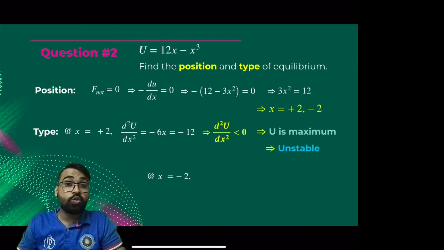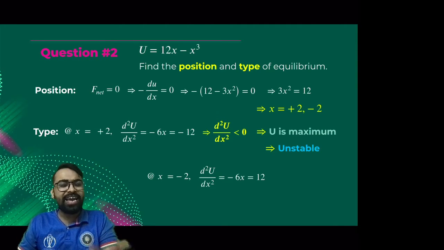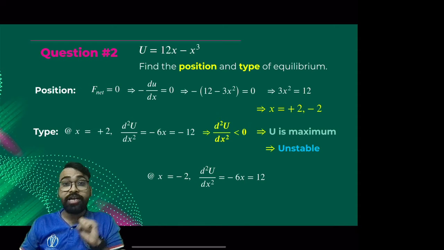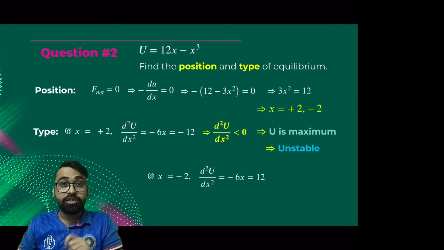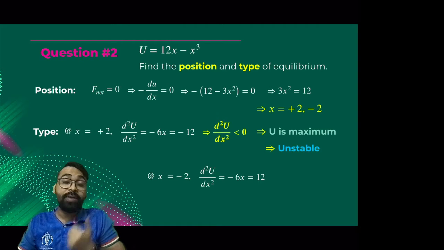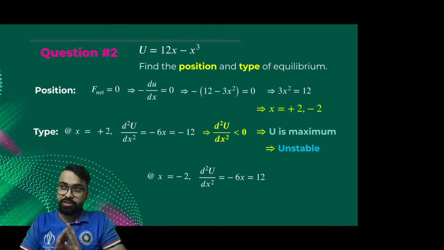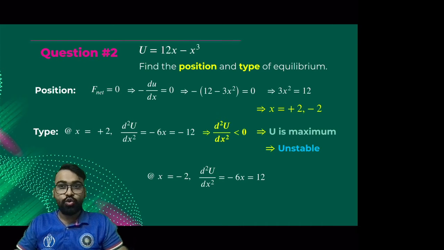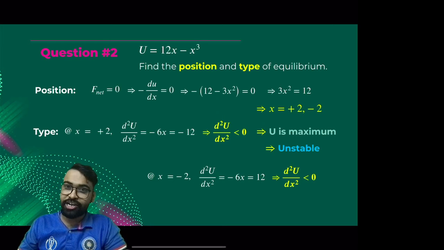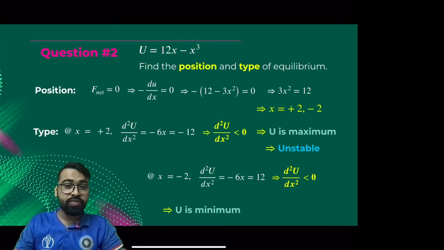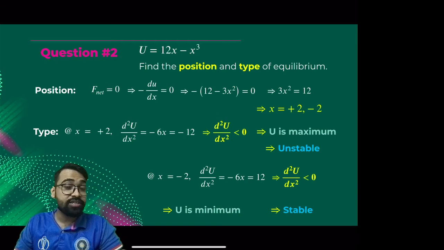At x equal to minus 2, what will happen? You will again say that let's calculate d2u by dx2. It would be the same, minus 6x. The only difference being that this time you have to put x equal to minus 2. This means your d2u by dx2 turns out to be plus 12. So you see that this is like a variation of a question that you can get two different positions for just one question. But anyways, more importantly for us here, the double derivative turns out to be greater than 0. And if it is greater than 0, you know that u is minimum in this case, and you must say that this is stable equilibrium.